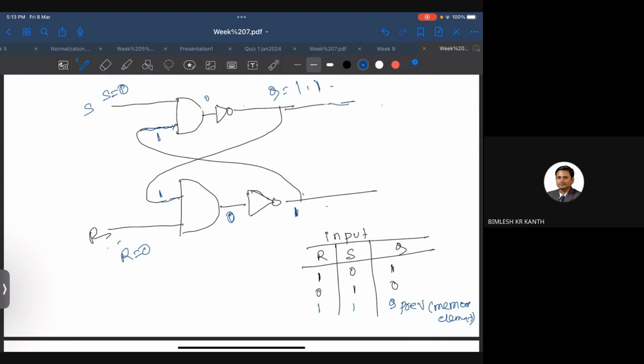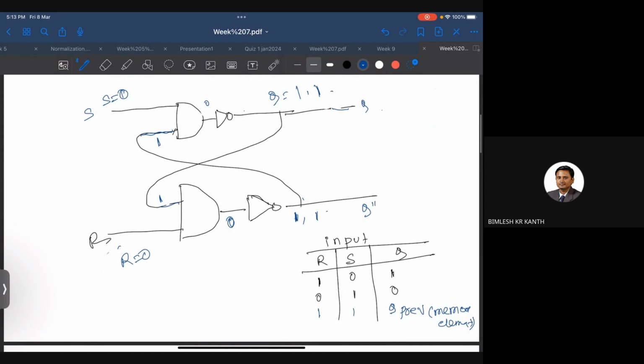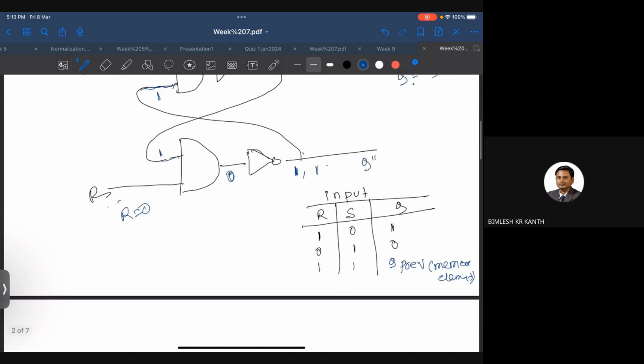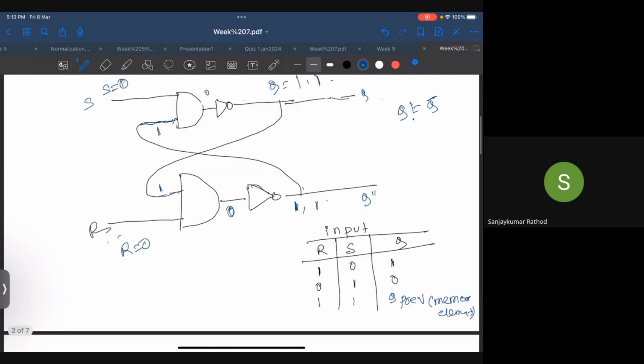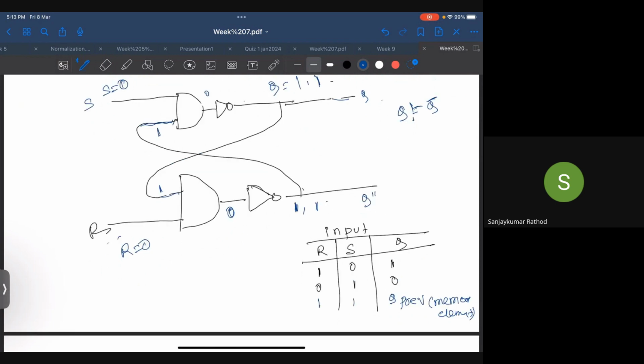What happened? When S is 0, output is 0, then it becomes 1, which is being fed to R. R becomes 0, becomes 1, fed to S. So you can see that this is Q and this is Q bar. So Q does not equal Q bar, right? So this is called the forbidden state, or metastability. Generally Q is not equal to Q bar, so that is why this is invalid.